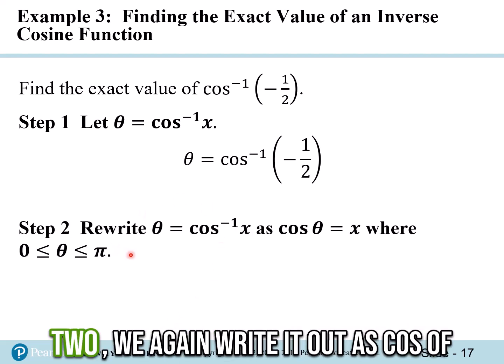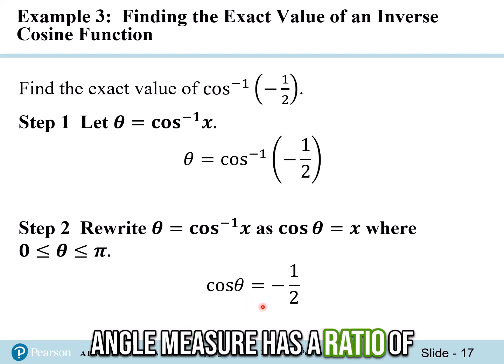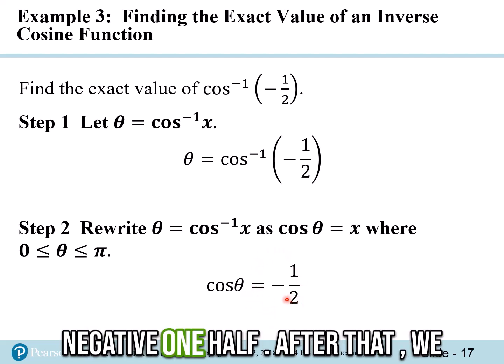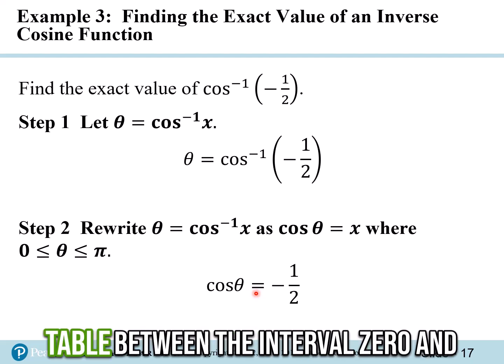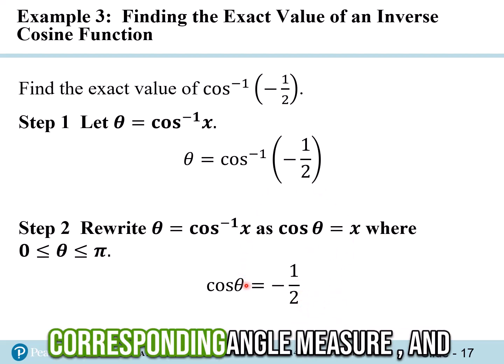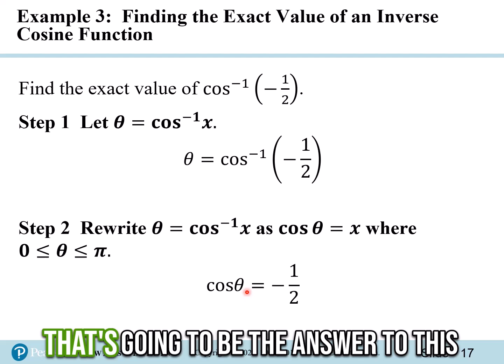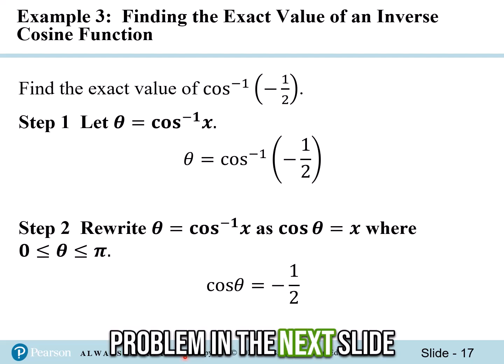And then in step 2, we again write it out as cos of theta. That means cos of which angle measure has a ratio of negative 1/2. After that, we will pull up the special angles table between the interval 0 and pi, look up the ratio negative 1/2, find its corresponding angle measure, and that's going to be the answer to this problem. So we'll do that. We'll complete the problem in the next slide.